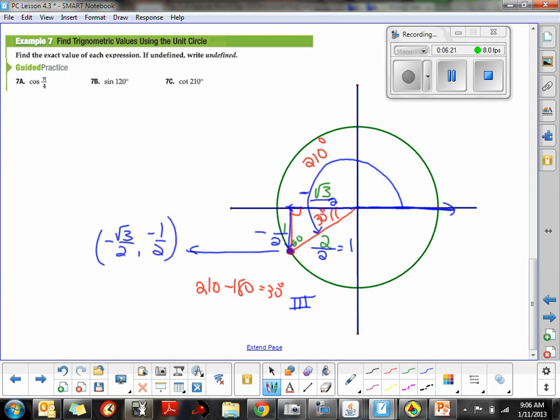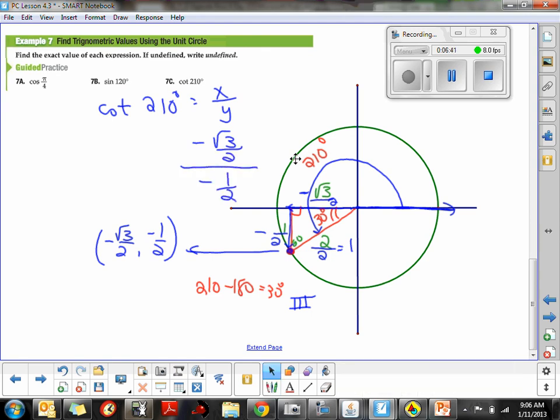So since they want the cotangent of 210-degree angle, what we need to do is make sure that we write it's the x value over the y value. So the x value is a negative square root of 3 over 2, and the y value is a negative 1/2. And now we have a complex fraction.